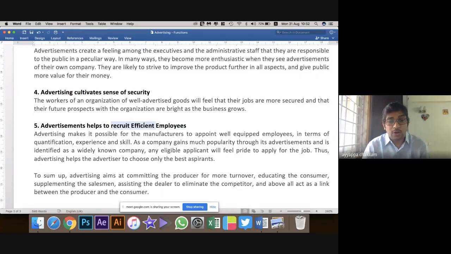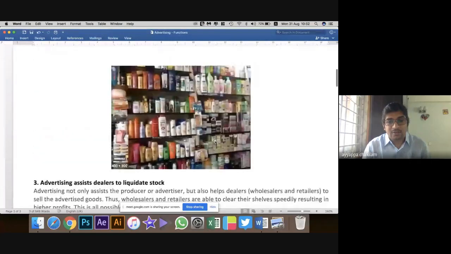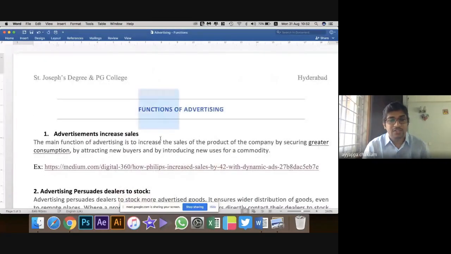Advertisements help to recruit efficient employees. Many a time employees will be interested in getting into successful, big companies, because after seeing the advertisements they might be of the opinion that such companies are really good to work at. So capable, knowledgeable, intelligent people would want to join such successful companies. So advertising really helps to recruit such efficient employees all over. So that's how advertising functions. What are the different functions of advertising, and how it is really useful and helpful in day-to-day lives.